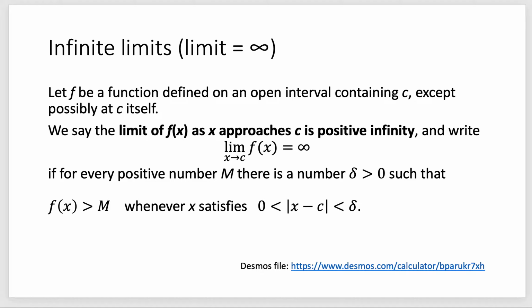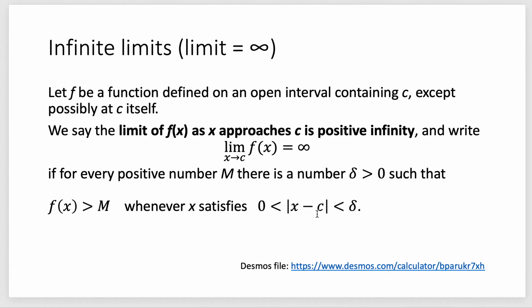So let's say f is a function, again, defined on an open interval that contains this number c, except possibly it's not defined at c itself. So we'll say the limit of f of x as x approaches c is positive infinity, and write it in this way, if for every positive number capital M, there is a number delta that's greater than 0, such that the y value, f of x, is greater than capital M whenever x and c are less than delta away from each other.